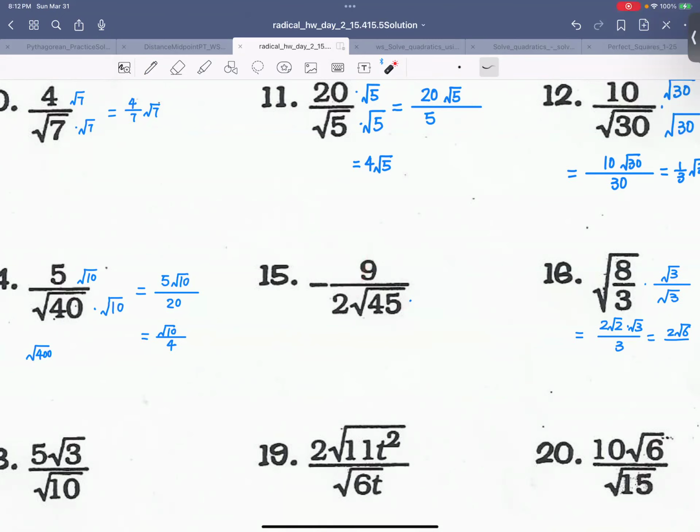That's correct. But I want to multiply by a smaller number, because 45 can have something taken out. Do you agree? 45 is 9 times 5, yes? So I will take out this, which is 3, and I have square root 5. Make sense? Now I want to multiply top and bottom by square root 5, okay?